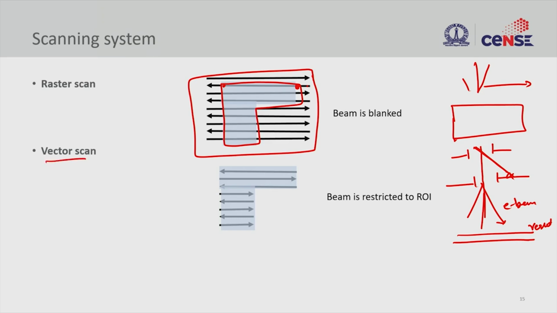But in vector scan, it is a little different. It's a much more sophisticated writing, where you deflect the beam only in the region that you want. So the beam will not go outside your region at all. Only the place that you want you will write, what we call region of interest, and the other parts will not be exposed at all, right? So you need to have a better algorithm here compared to raster scan, which is pretty easy to control by one deflector, but here you need to control much better.